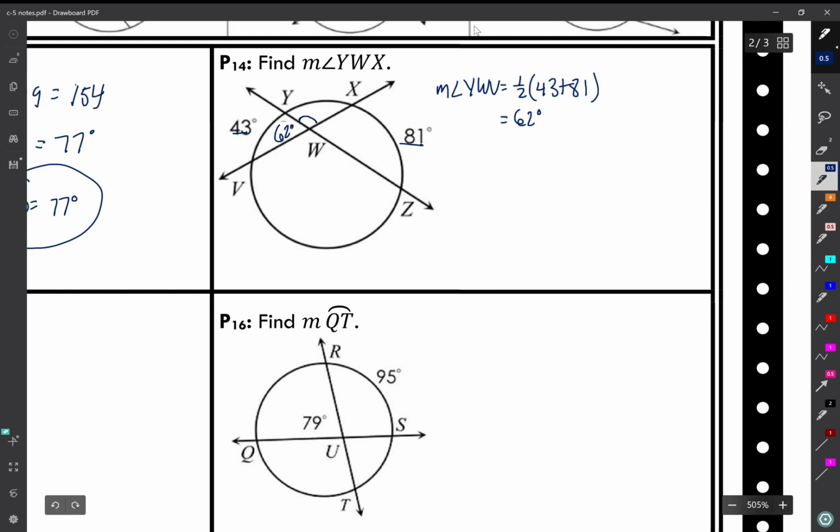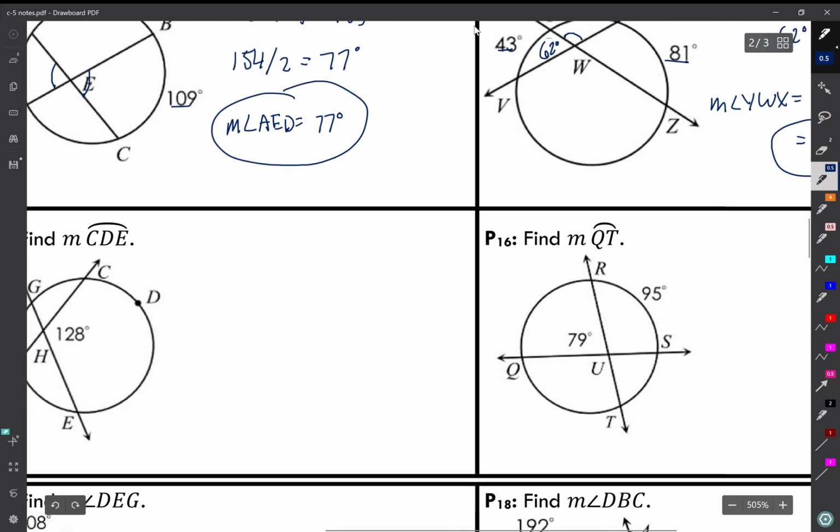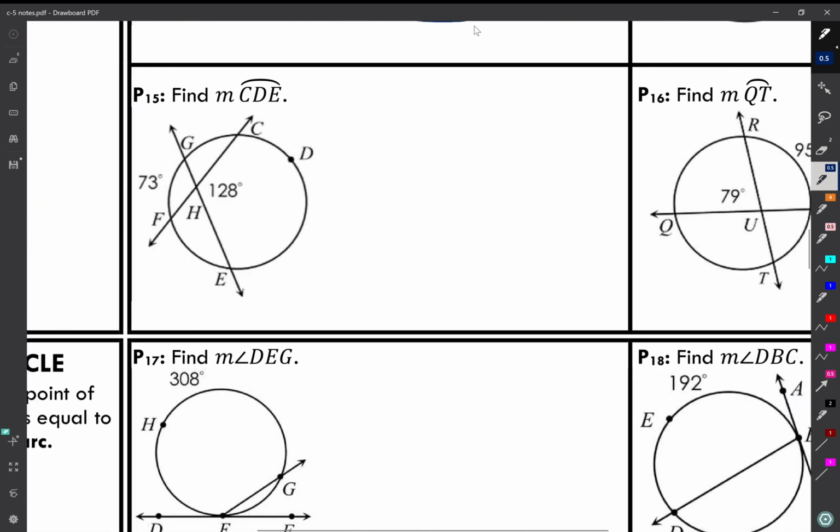Now, to get the angle I'm looking for, which is the measure of angle YWX, that's just going to be 180 minus 62. So it's equal to 118 degrees. And that's that one.